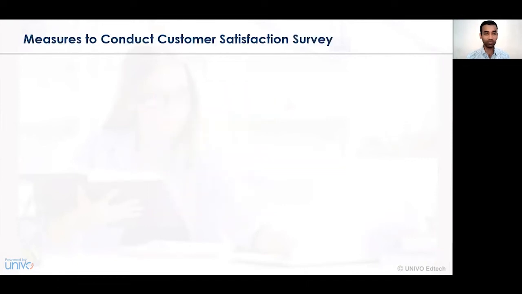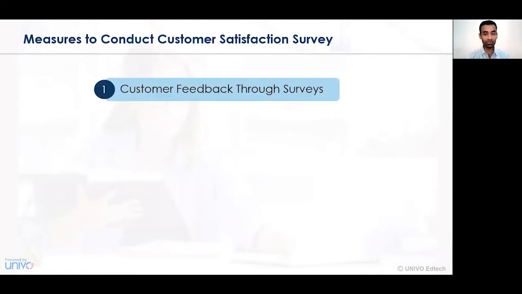Now let us understand what are the various measures to conduct the customer satisfaction survey. Number one, customer feedback through surveys. The customer satisfaction survey can be undertaken on the basis of feedback that has been provided by the customers. The customer, after using or purchasing a certain product, may provide feedback either in a written format or through an email. So when the feedback is provided by the customer, then accordingly on the basis of the survey, which may depend on simple random selection or arranged sampling, the feedback or the survey can be undertaken.